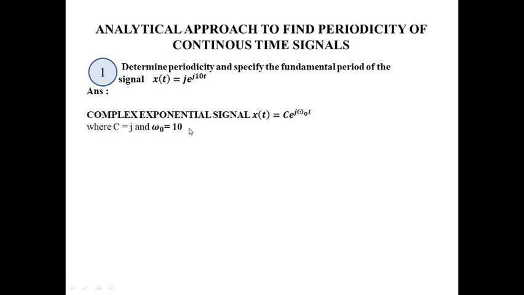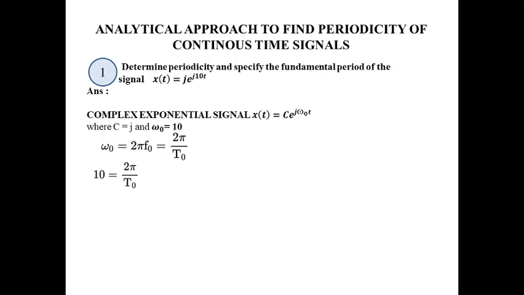Now what you have to do is find the fundamental time period. So we know very well that omega naught is equal to 2 pi into f naught, which is nothing but 2 pi divided by t naught.